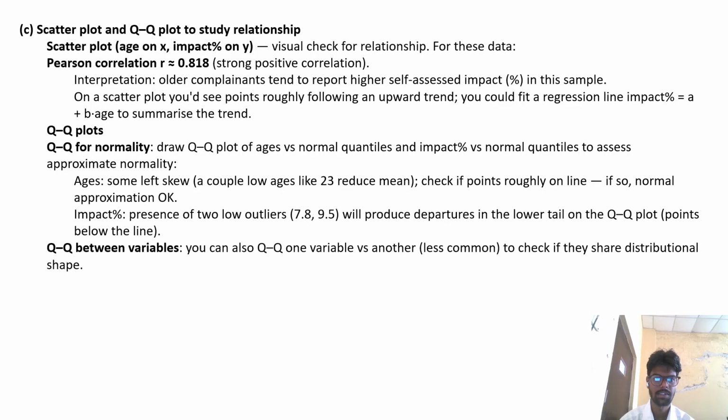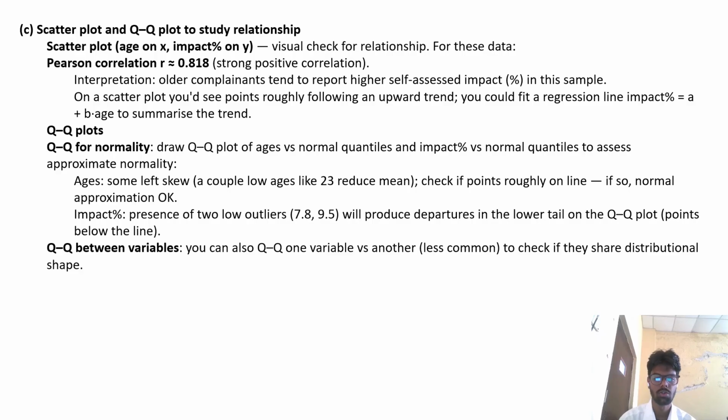Part C: in this we have the scatter plot and the QQ plot to study relationships. Scatter plot: age on X and impact percentage on Y, a visual relationship for this data. The Pearson correlation R will be 0.88, a strong positive correlation. Interpretation: older complainants tend to report higher self-assessed impact percentage in the sample. On a scatter plot, you will see points roughly following an upward trend. You could fit a regression line, impact percentage equals A plus B times age, to summarize the trend. QQ plot for normality.